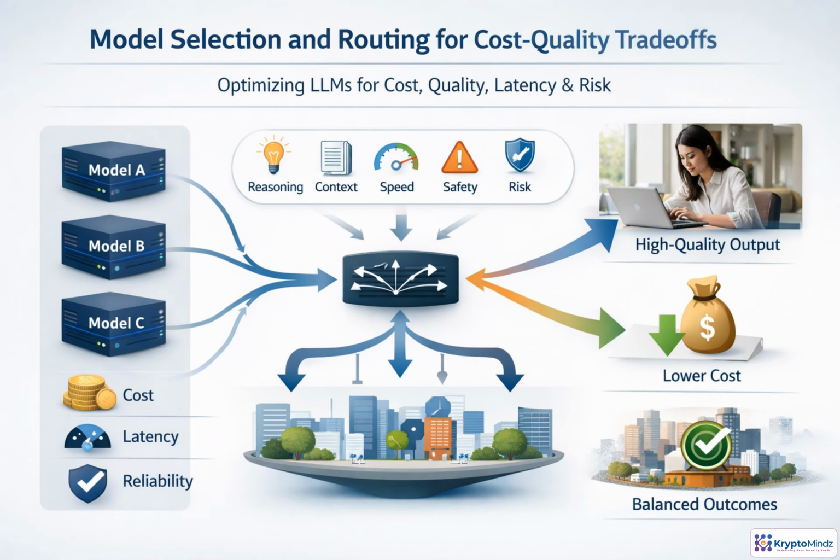Choosing an LLM is no longer a one-time architecture decision. In production, it becomes a routing problem, matching each request to the model that provides enough quality at the right speed, risk level, and cost.